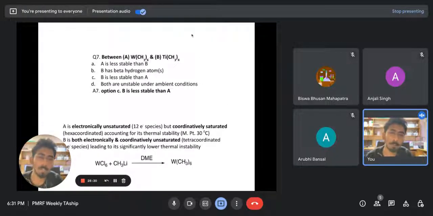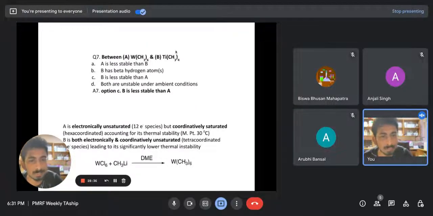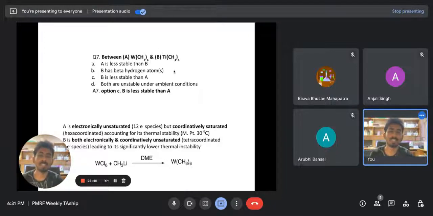So we know from the previous slide that Ti(CH3)4 is unstable in nature, and since a methyl group doesn't have any beta hydrogen, none of these compounds have any beta hydrogen atoms present. So option B and option D, the first option being correct, are not acceptable, because none of the compounds have beta hydrogen atoms, and both are actually not unstable at room temperature or ambient conditions.